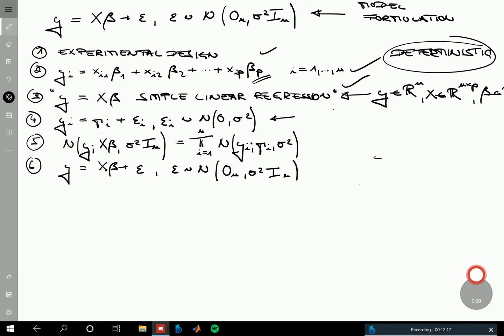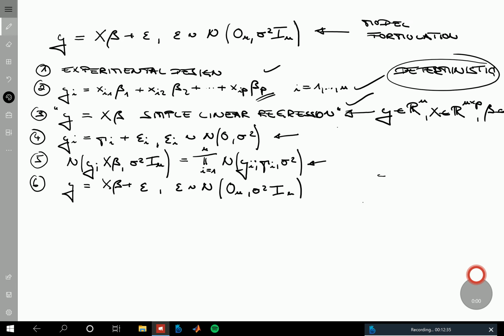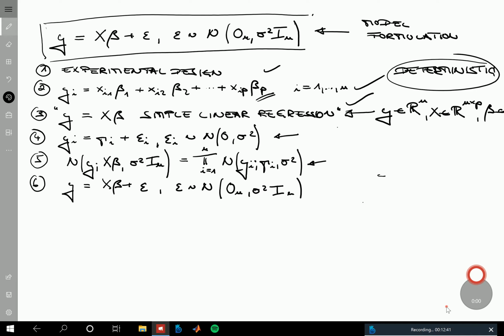Then the important thing of IID samples or IID noise. That's number 5, and then finally, the interpretation and the full understanding of this model formulation that you also see here. So that's of course what this whole first section is about.